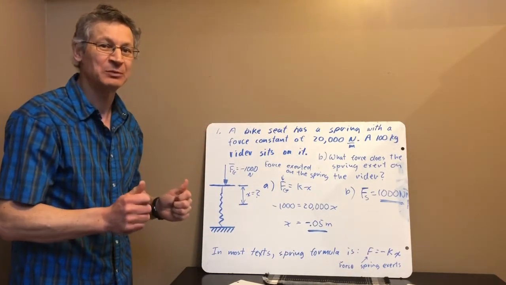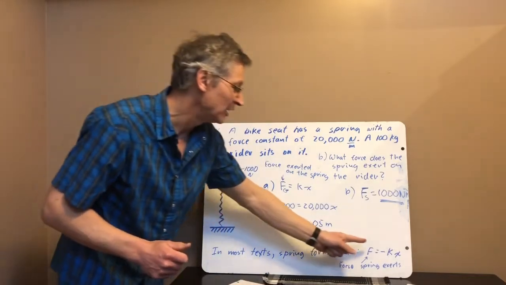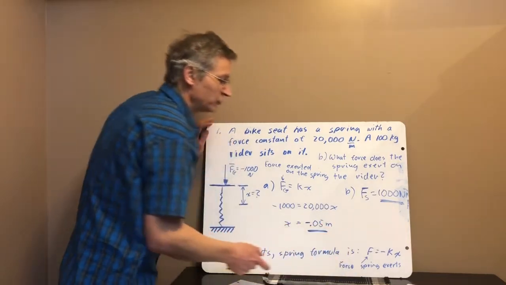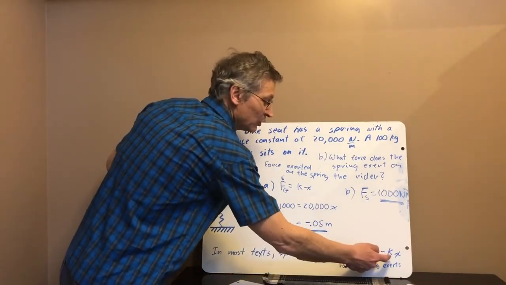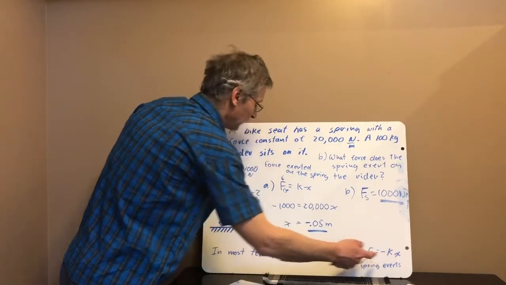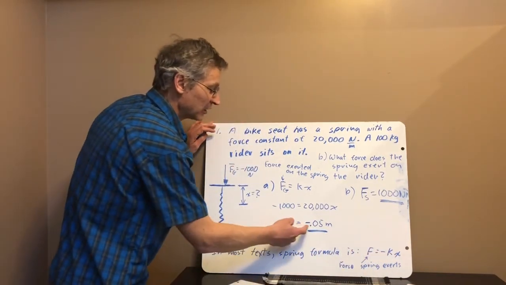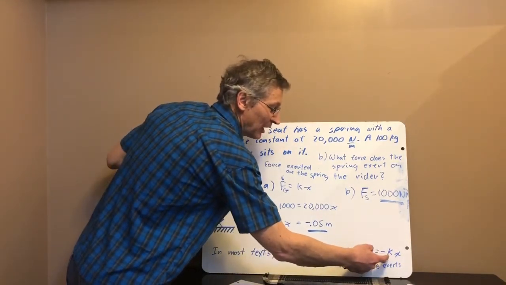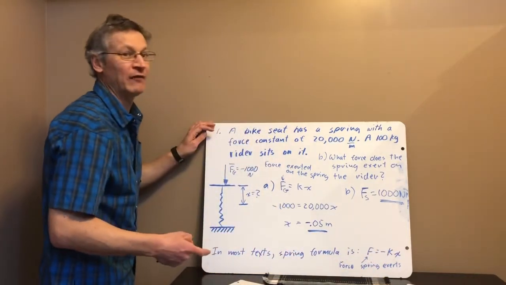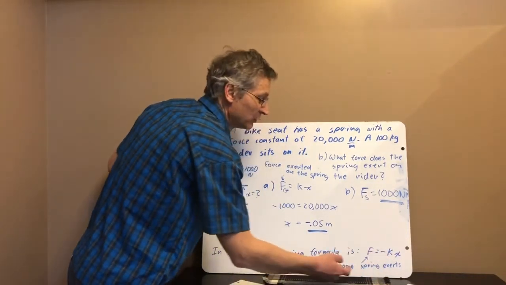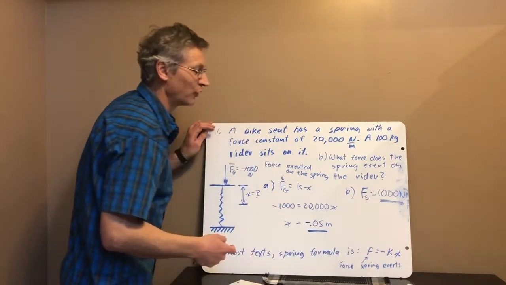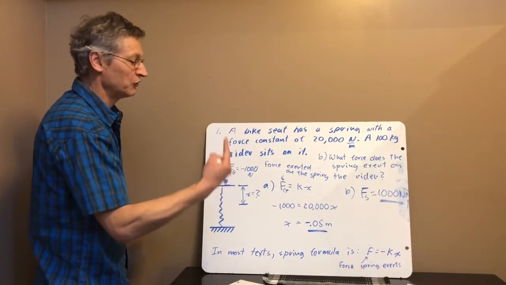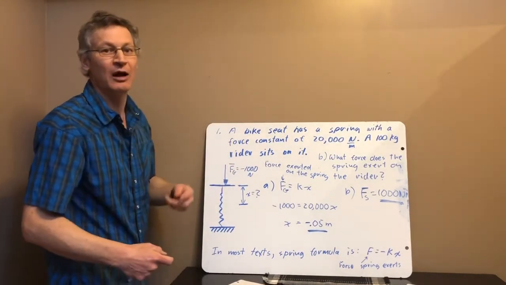Now let's just make sure that makes sense. F equals negative kx. So if you substitute our numbers into this equation, you're going to go negative 20,000, that's what k is, times x, which is negative 0.05. Negative 20,000 times negative 0.05, and you're going to get positive 1,000 newtons. Positive 1,000 newtons, which is up. That is the force that the spring exerts back on the rider.